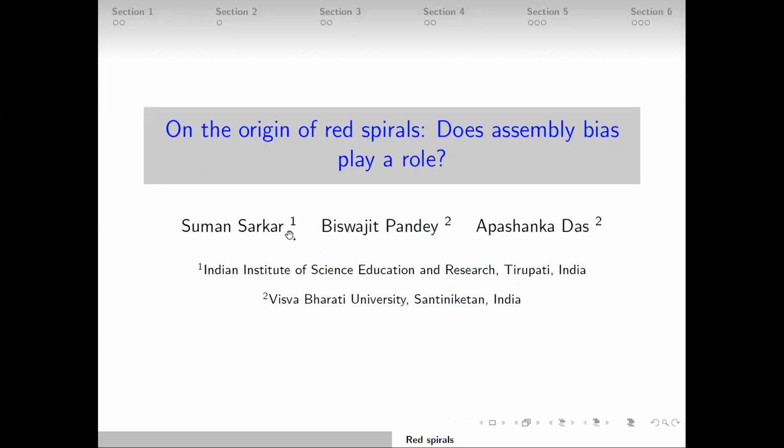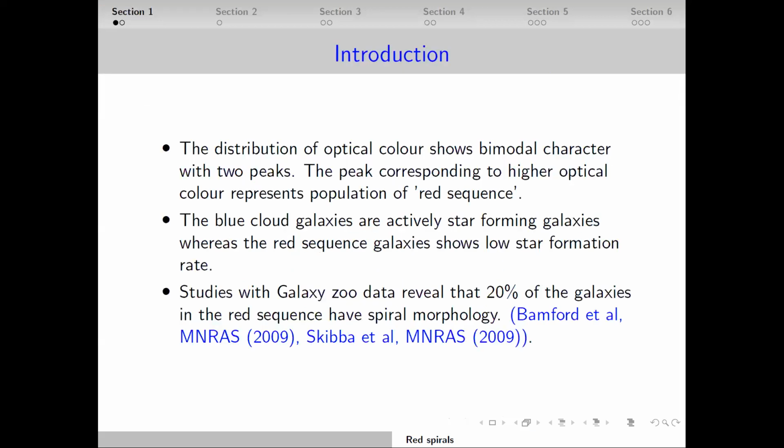Okay, so hello everyone. My topic is on the origin of red spirals. Does assembly bias play a role? We first come to the introduction section. Now, what are these red sequence galaxies?